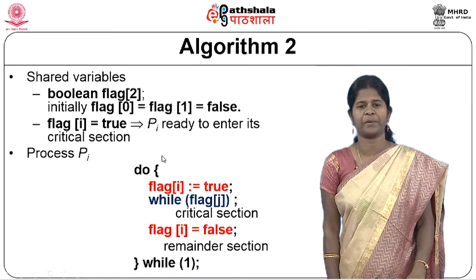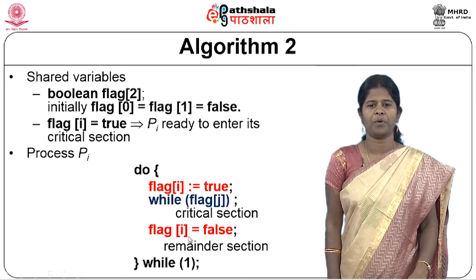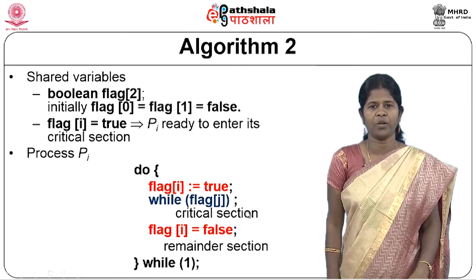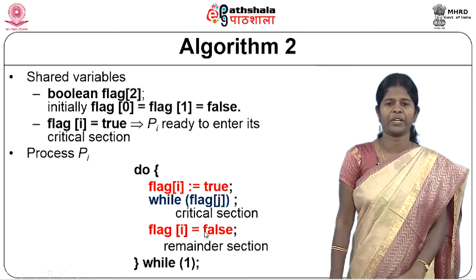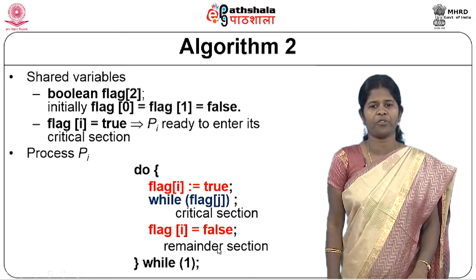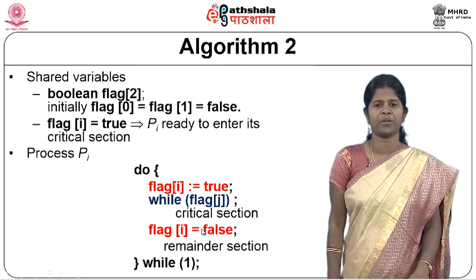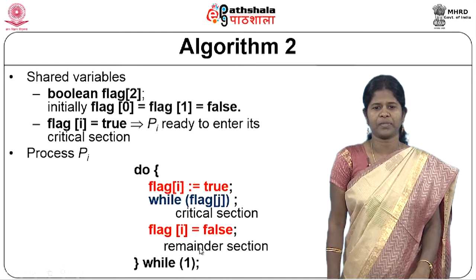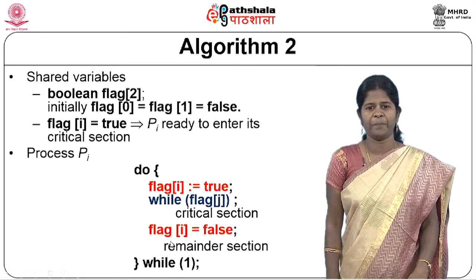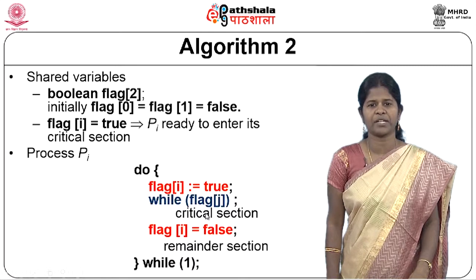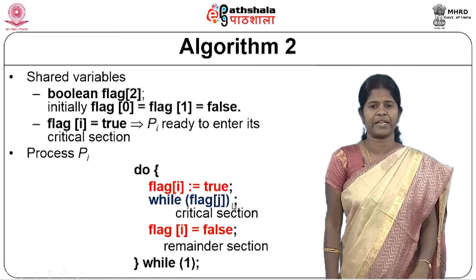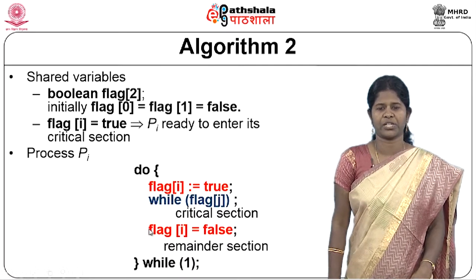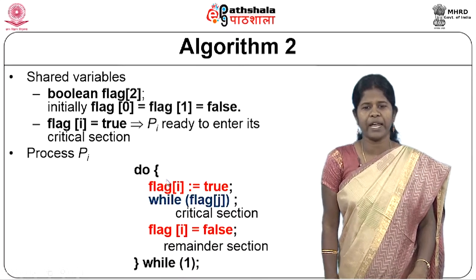Look at this algorithm. This portion, in red and blue, is the entry section, and then you have the critical section. After coming out of the critical section, there is a portion of code that the process will execute, which is the exit section, and then you have the remainder section. So, this process Pi which needs to enter the critical section will first execute the entry section, and after coming out of the critical section it will execute the exit section.